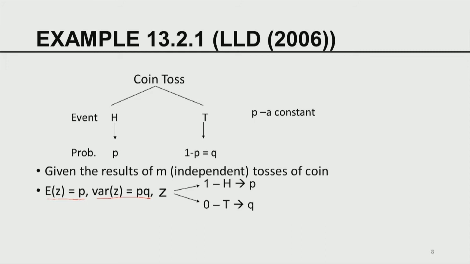We would like to be able to get an estimate of p. The observations are z; z is equal to 1 when it falls head, z is equal to 0 when it falls tail. The probability of head is p, probability of tail is q. Therefore, the expected value of z is p, the variance of z is pq. Anybody who has done basic probability theory and statistics should be able to recognize that this is a simple example of a Bernoulli random variable, which is taking two values, head or tail.